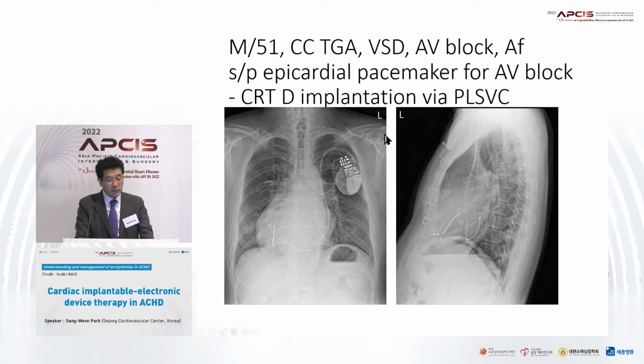It is another case of corrected TGA with AV block and atrial fibrillation. He already had an epicardial pacemaker system, but when we decided on the CRT upgrade, we planned a CRT system via the PLSVC. So this is the result of the CRT via PLSVC, and the RA lead, RV lead, and the LV lead are like here.